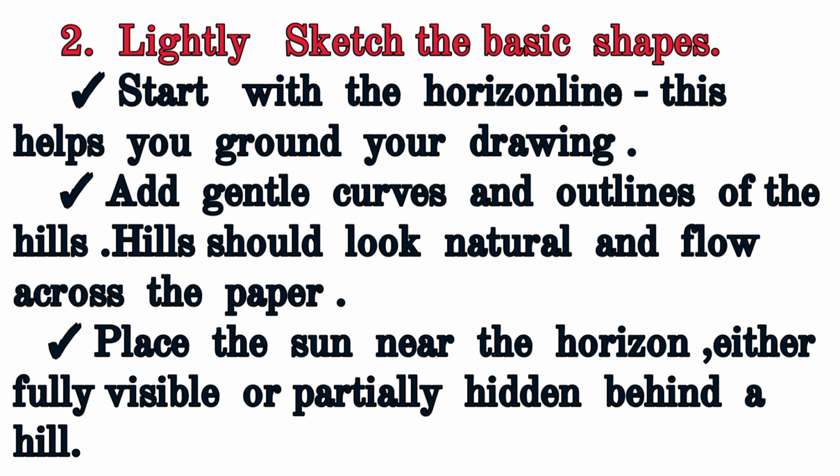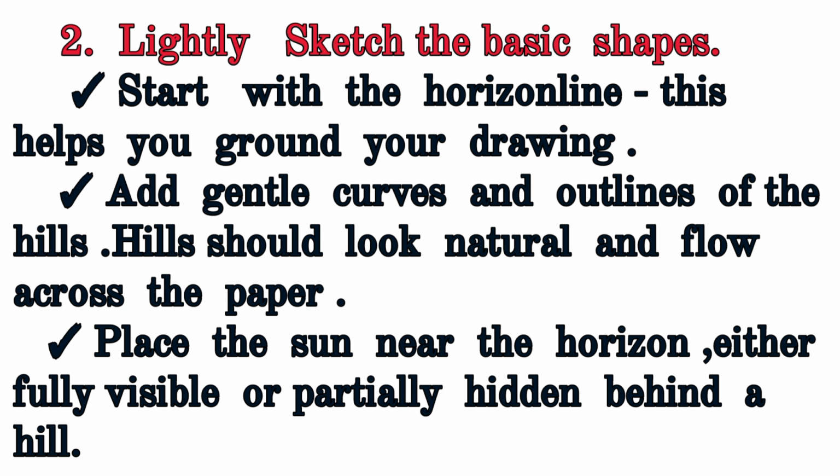Then the third point under this second step, place the sun near the horizon, that is either fully visible or partially hidden behind a hill. And remember this process I'm taking you through, I'll show you through the work one of my learners managed to do, and you will see how the learner was able to feature these points in the work. Let's go to the third step.